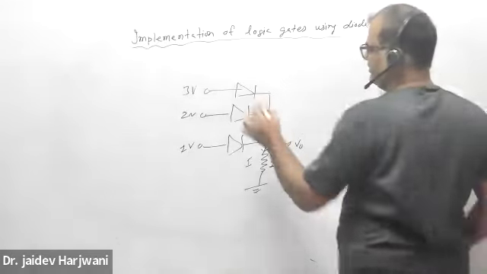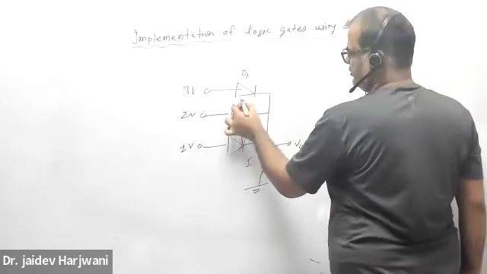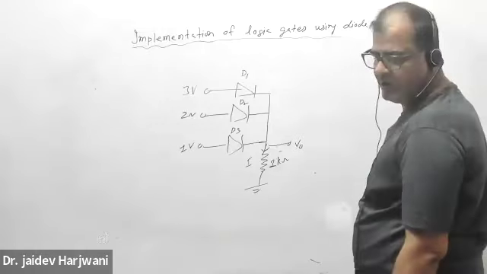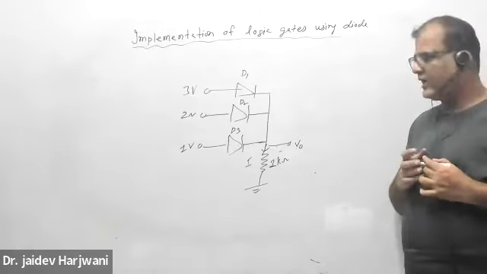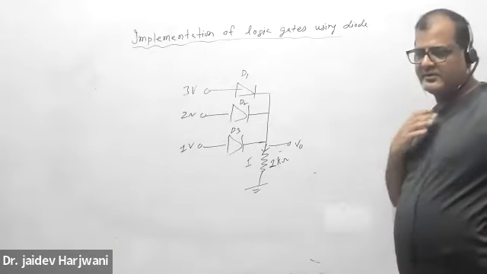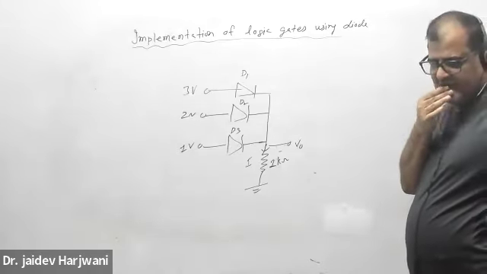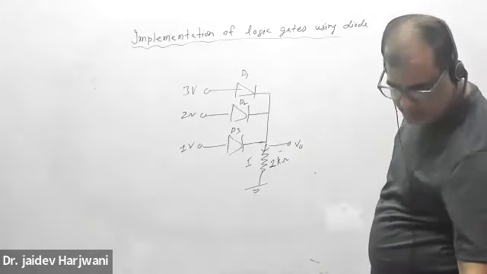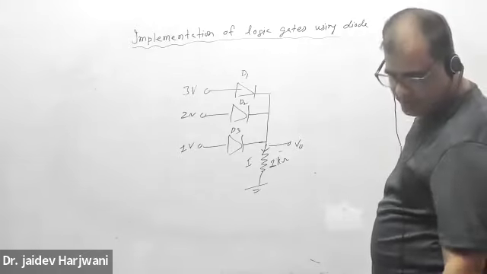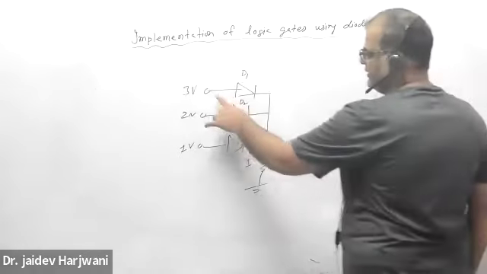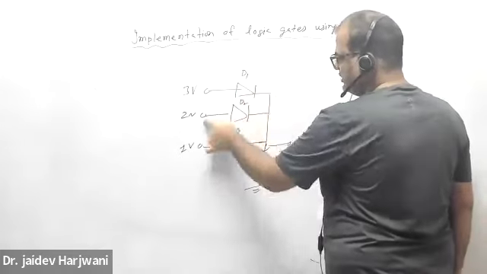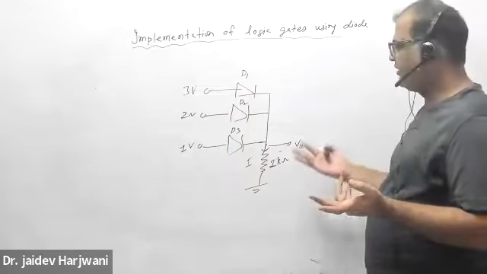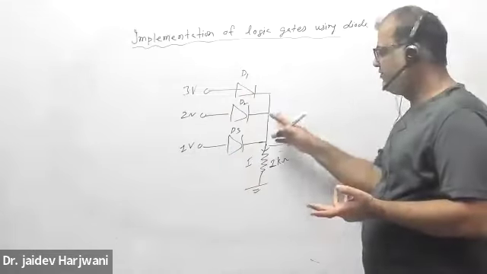So this is diode D1, D2, and this diode D3. If I say all are conducting, can all conduct? Tell me, can all conduct? If all is conducting, then what will happen? If I say all are conducting, then this is short, this become 3 volt, this become 2 volt, this become 1 volt. This cannot happen. Okay, one point cannot have 3 voltages. One point can have only one voltage.